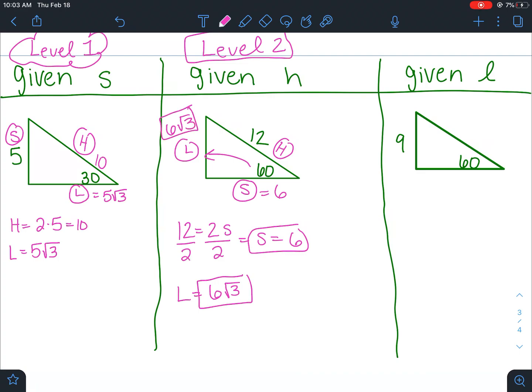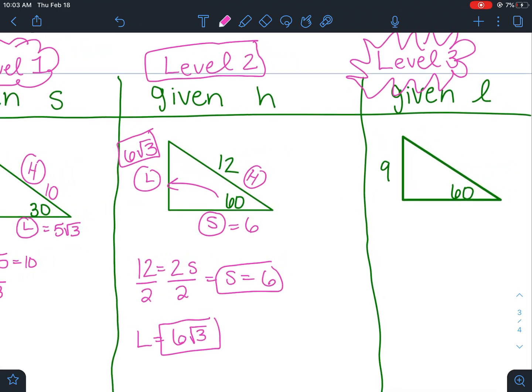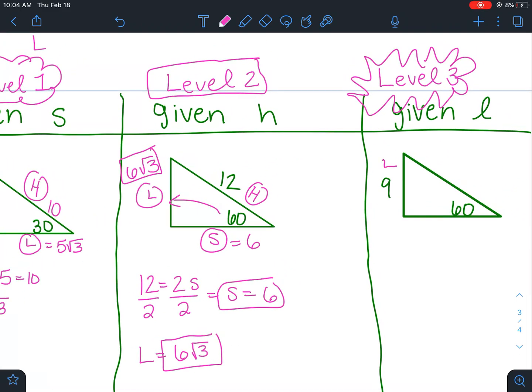All right, friends, time to level up. Level 3, this is as hard as it gets. Whoa! For this one, we are now given our long side, which means I have to find my short side and then finally find my hypotenuse. So I'm going to plug this in. 9 is equal to my short side times the square root of 3. Just like we've solved here, they're multiplying, so I have to divide by the square root of 3 on both sides.